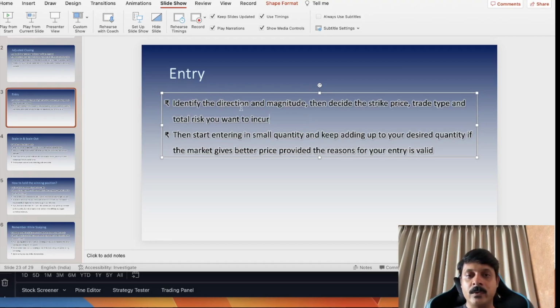In case my trade goes wrong, I will have to book loss and exit, right? So that is the reason I calculate the risk, and then start entering in small quantity. When I have the clarity itself, I start entering in small quantities, maybe some option sell price, or some sell traders or something.